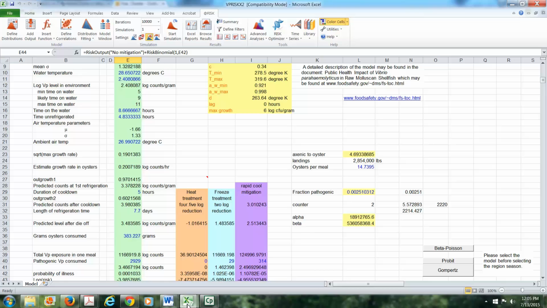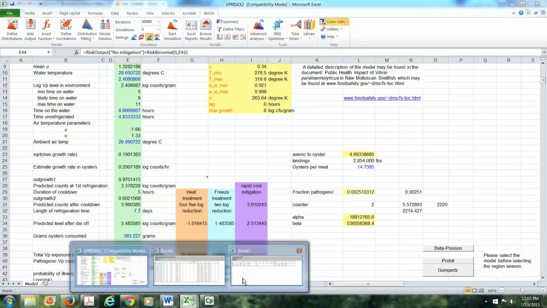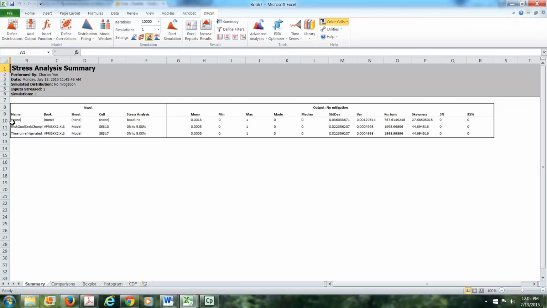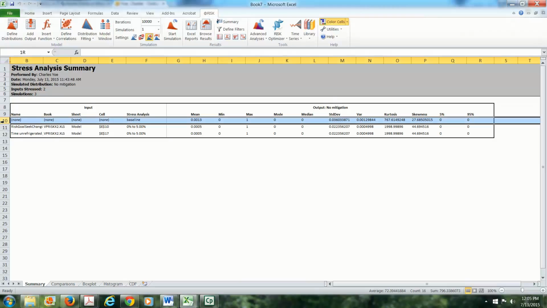So let me switch out for you here. And this is the output. Notice that when we have no stressing going on, we have a baseline measure, and the mean is 0.0013. On average, we get about 13 people sick.